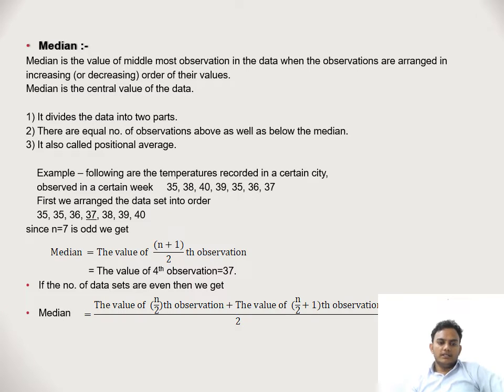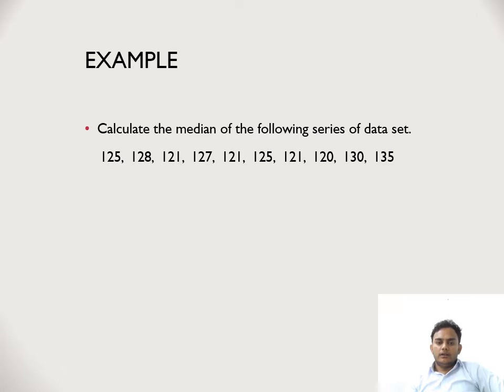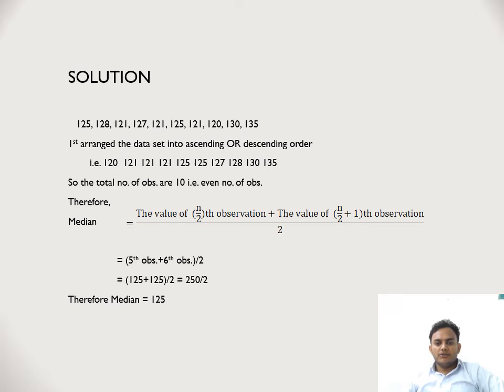If the number of data points is even, then we have to use this formula. Median is equal to the value of the (n by 2)th observation plus the value of the (n by 2 plus 1)th observation, divided by 2. Let's understand with an example. Calculate the median of the following series of data sets. So here, the total number of observations is 1, 2, 3, 4, 5, 6, 7, 8, 9, 10. So the number of observations is even. That's why we use the second formula here.